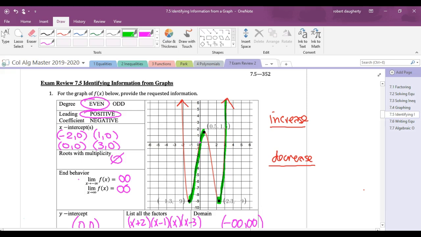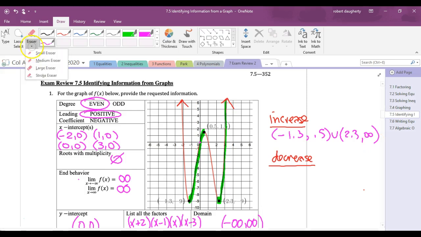So those intervals are on the x-axis. That first interval is from negative 1.3 over to 0.5. And the other interval is going to be from 2.3 to infinity. Those are the intervals of increase.